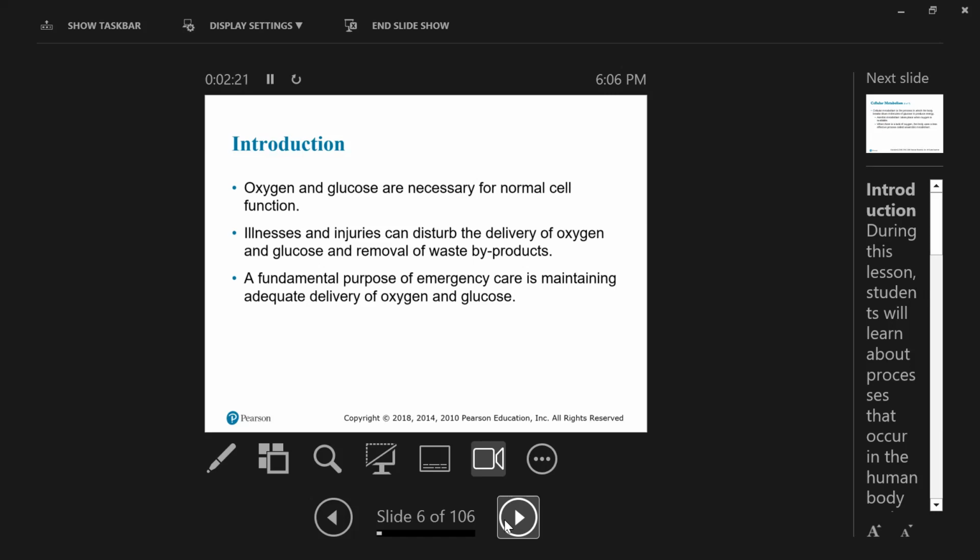So basically, oxygen and glucose are necessary for normal cell function, and there's a process called oxidative phosphorylation. Oxidative phosphorylation, all it is is oxygen plus phosphorus, which is part of the Krebs cycle, and the way it actually functions to produce ATP as energy.